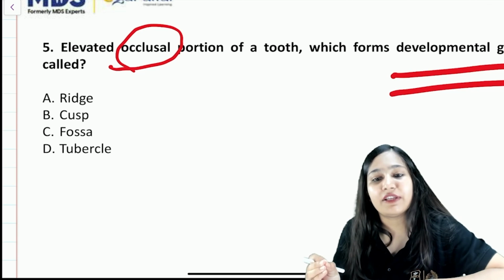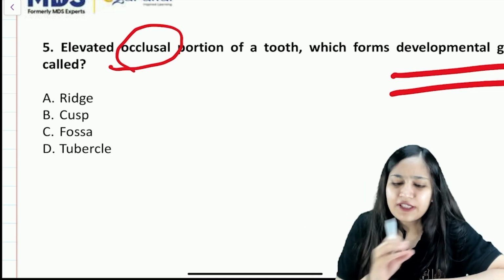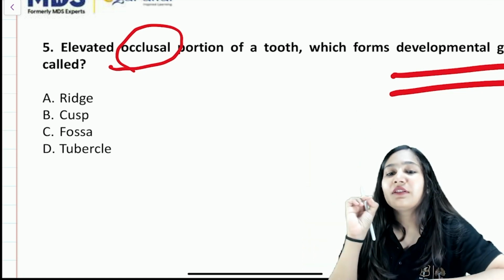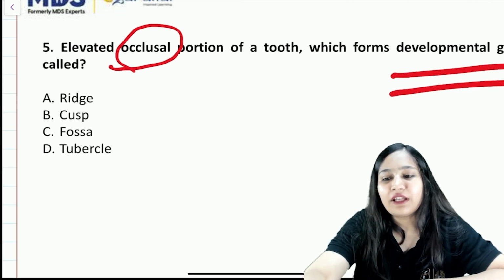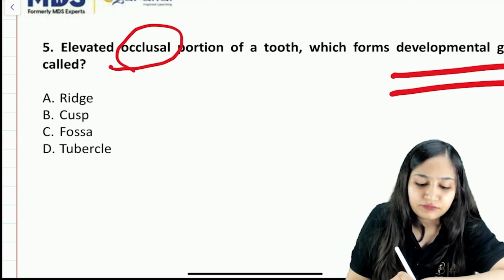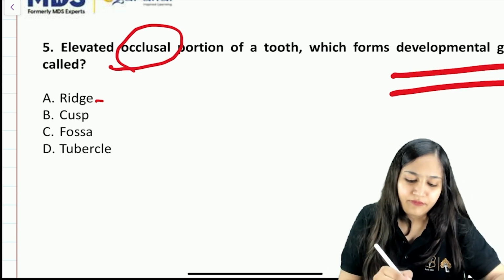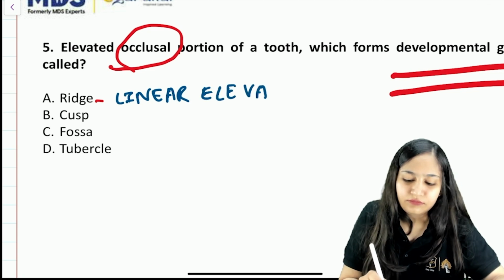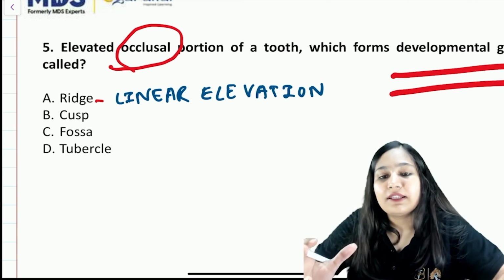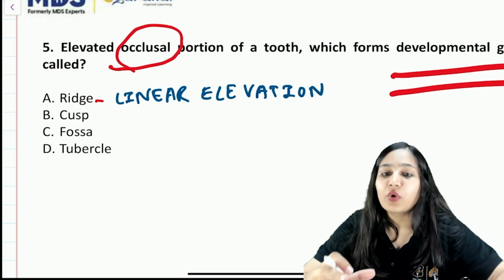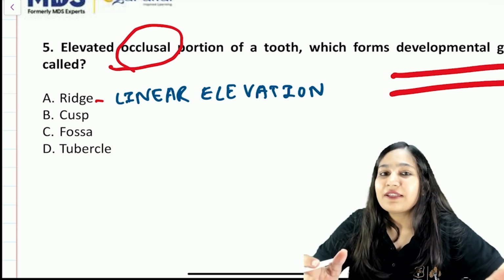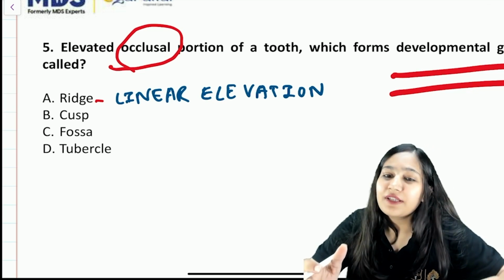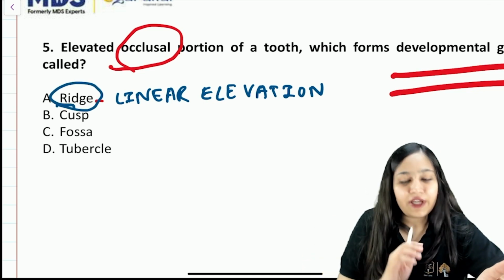So, ridge is an elevation, but it is a linear elevation present on the surface of the tooth. It is not a whole occlusal elevation. It is just a linear elevation. And it is basically named on the basis of its location. If it is present on the mesiobuccal cusp, mesiobuccal cusp ridge, triangular ridge, right? So it is mainly named according to its location.